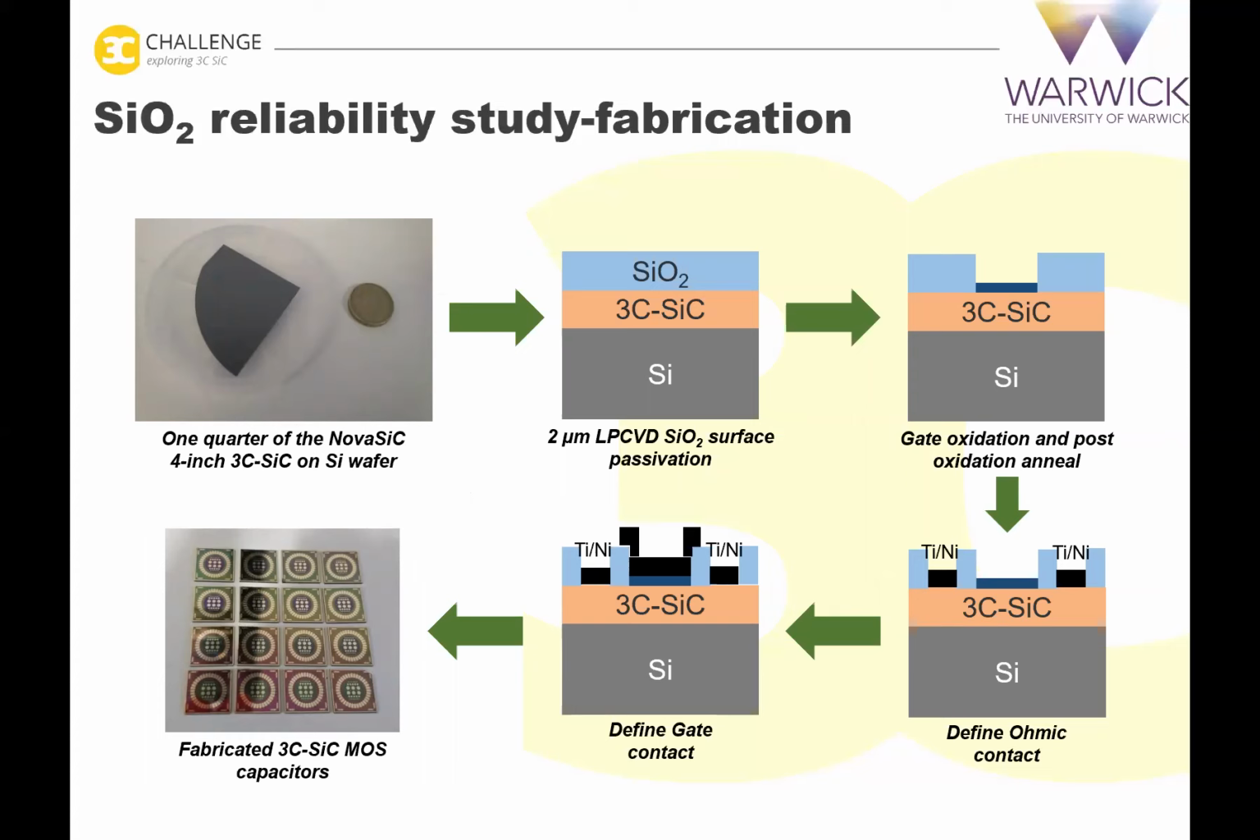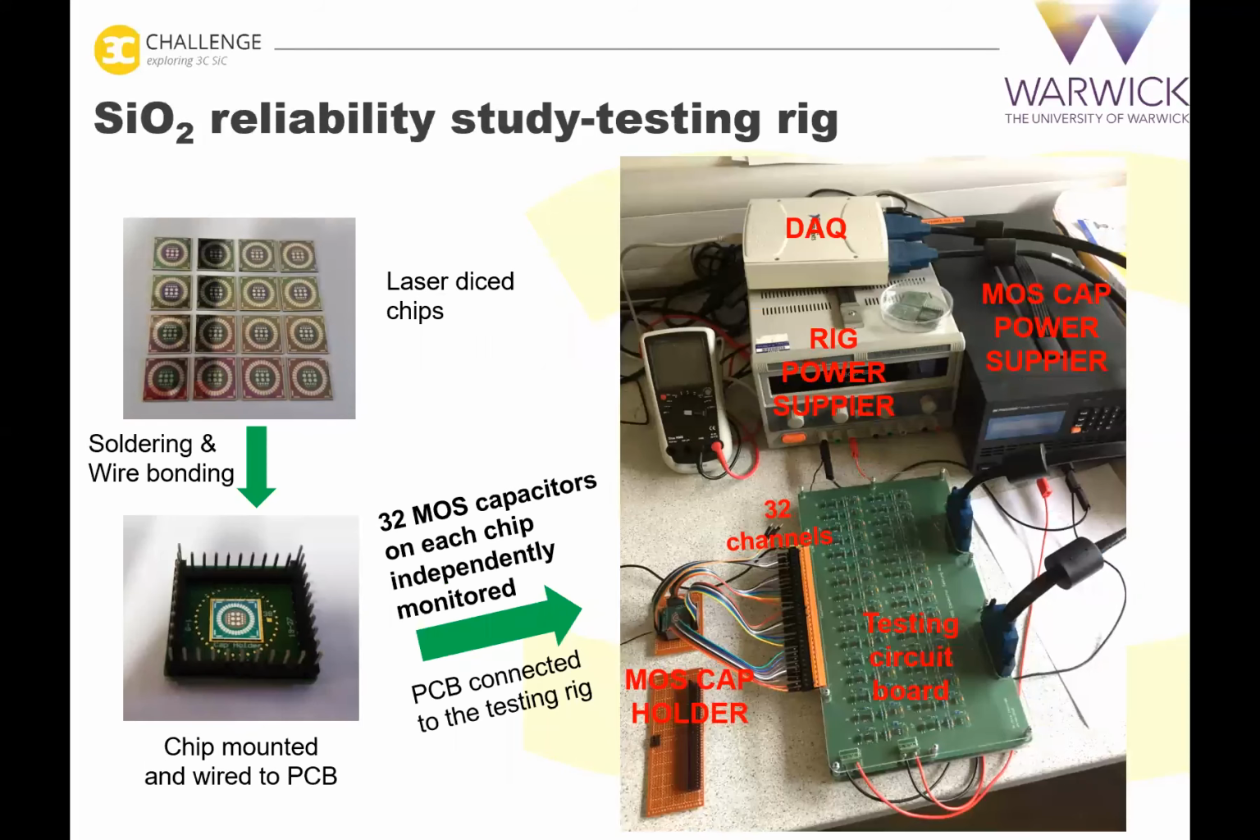So to start with the process, the devices we used are the MOS capacitors fabricated in our own clean room. So we started from 4-inch wafers, and in the end, we have these 1 centimeter square dies. And on each die, we have 32 MOS capacitors. And each of these dies was then soldered and wire bonded to a PCB, which has 32 leads connected to the testing circuit board, and independent power supplies for the testing circuit and for the gate bias.